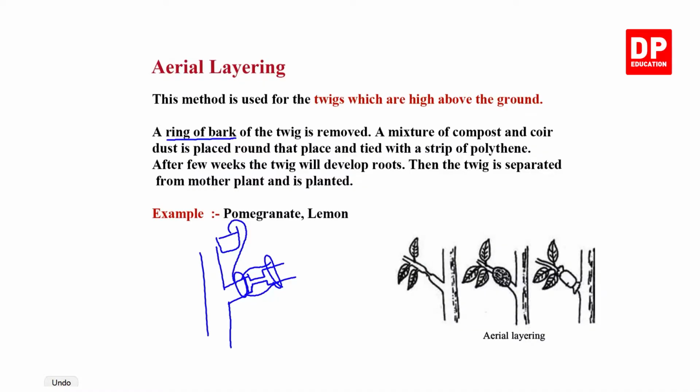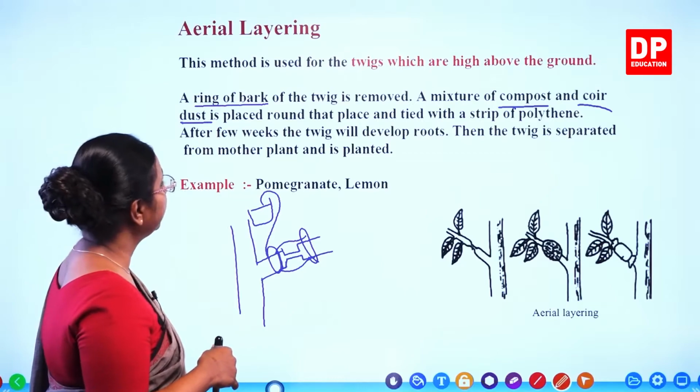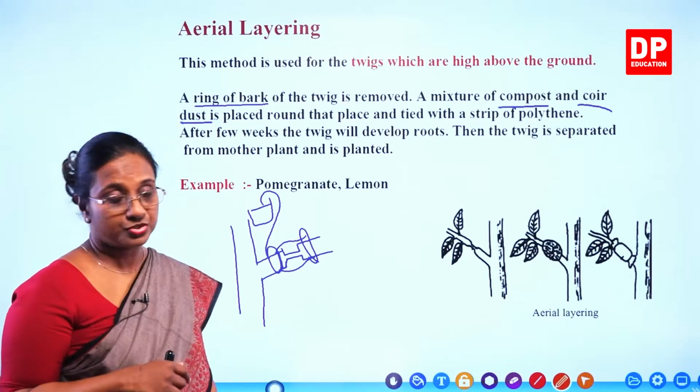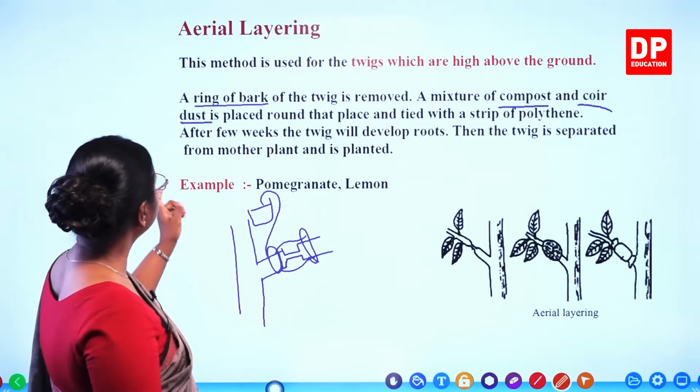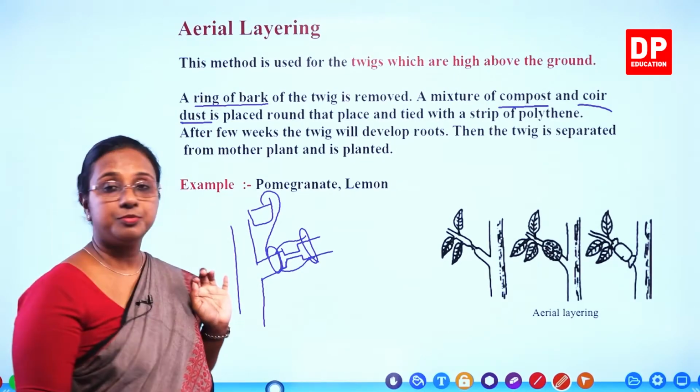A mixture of compost and coir dust is placed round that place and tied with a strip of polythene. So, we use a strip of polythene to tie it. And after a few weeks, the twig will develop roots. Then the twig is separated from the mother plant and is planted. So, that is the process.